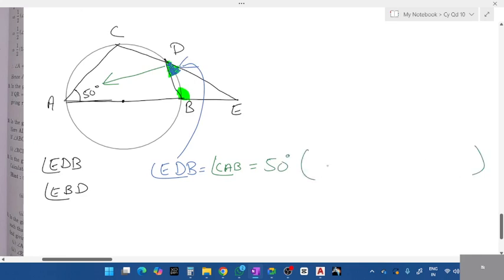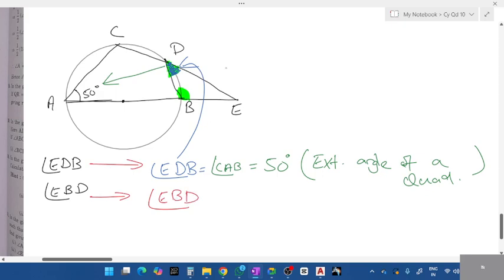What will you all write? What's the reason? Why did we use this? It's a theorem. What theorem? Exterior angle of a quadrilateral is equal to the interior opposite angle, or you can just mention exterior angle of a quadrilateral. That's it. See, don't randomly solve the question. First question, EDB is given. Next, EBD.